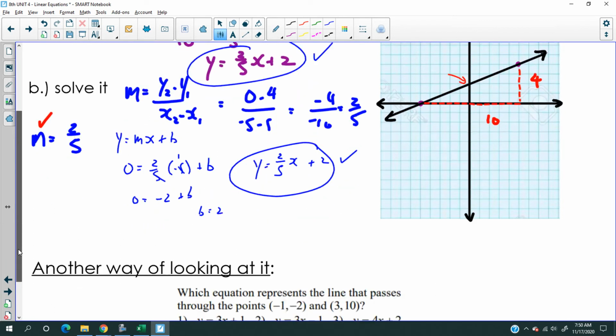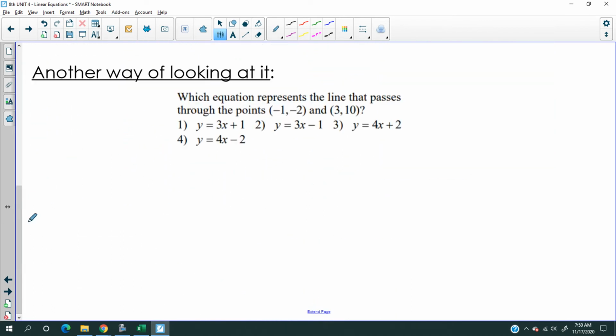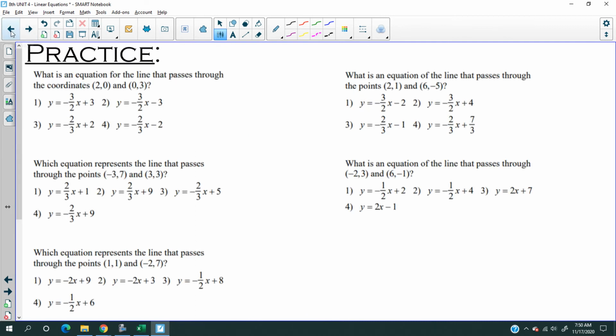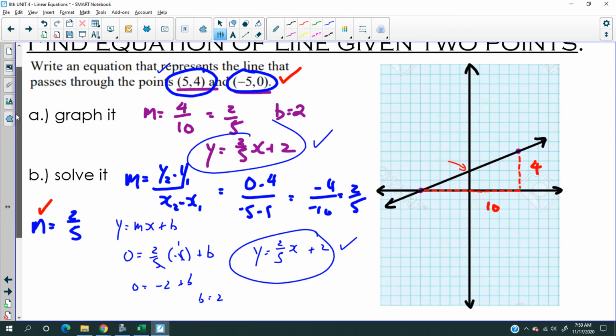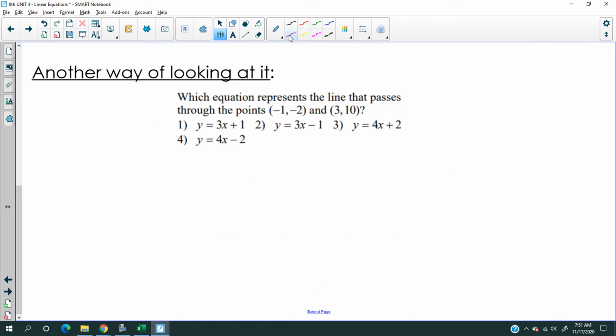So let's try one more, and then I'm just gonna let you practice. Yeah, 5 questions, perfect. It's gonna be the perfect length for a lesson. All right, let's see. Now, which equation? Okay, so we'll just do that. Same thing, all right? So remember what I said.